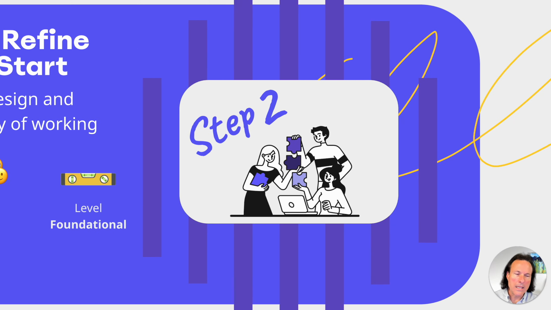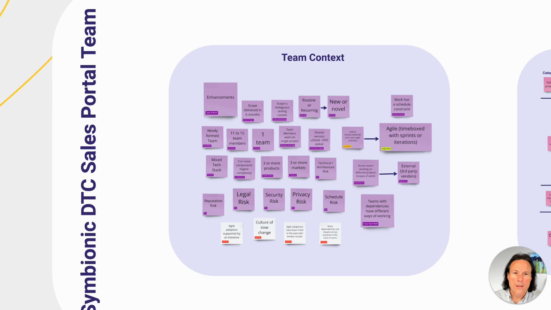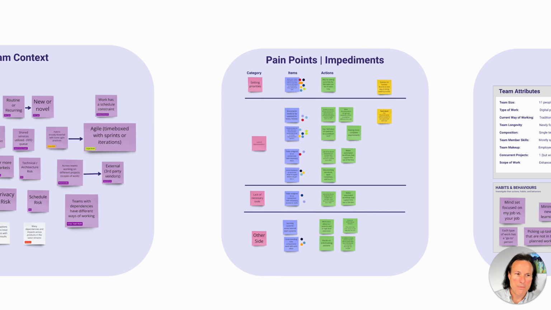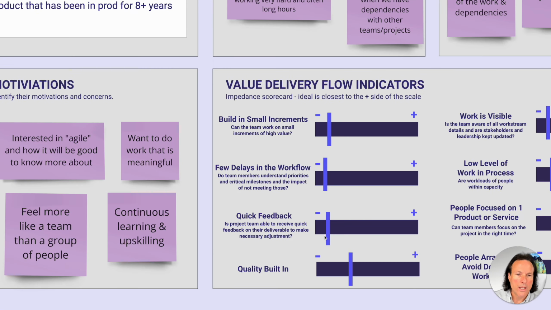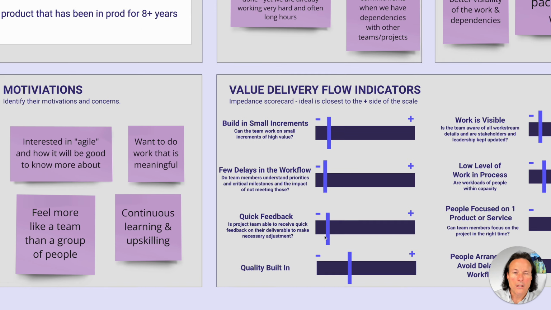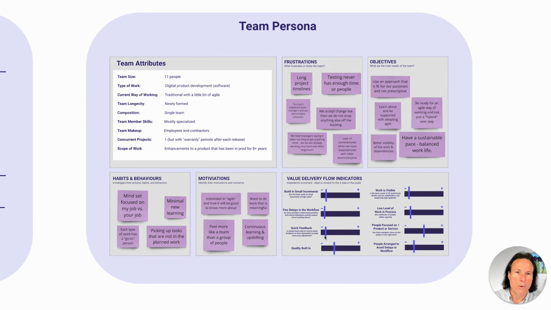Based on what we know about the team and the type of work that they do, all right, team context, our pain points, we can come up with a team persona. We can see some of the attributes of the team, their frustrations, their objectives, habits, behaviors, motivations, and also take a look at value flow indicators. Is the scope of work they're typically working on small in size? Do they have few delays in the workflow? What we want to be able to do is, over time, use this as a way to focus on improvements that are really going to help with improving that flow of value delivery.